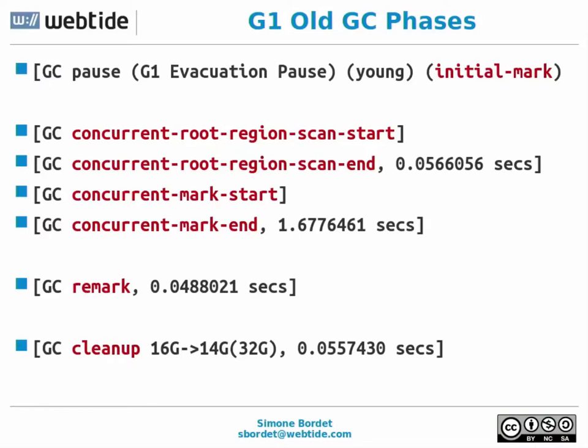So this is how it looks in the logs. Initial mark, piggybacked on a young generation collection, then scanning the roots concurrently, concurrent marking. In this particular case, it took 1.6 seconds to traverse all the objects. Imagine that you really want a low latency application, but it takes 1.6 seconds to traverse all the objects in the old generation. That's a lot of time, and you don't want a 1.6 second pause if you're going for low latency. But fortunately, this is done concurrently with the application, so you're good.